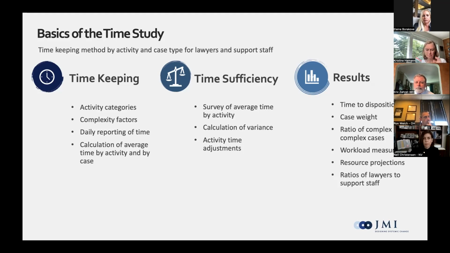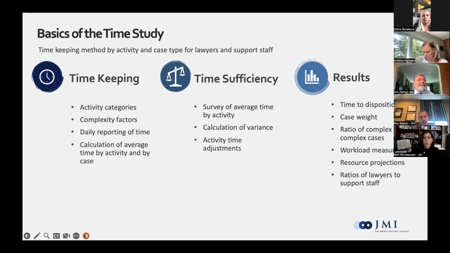And then what you get from that timekeeping is an initial calculation of average time by activity and by case. Then we shift into the time sufficiency, where we take those average times by activity and do a survey of the office and ask them, is this enough time? Is it too much? Is it too little? Is it just right? And if it's too much or too little, we ask them to give us the reasons why, because someone else could be doing it, because of technology challenges, whatever those reasons are.